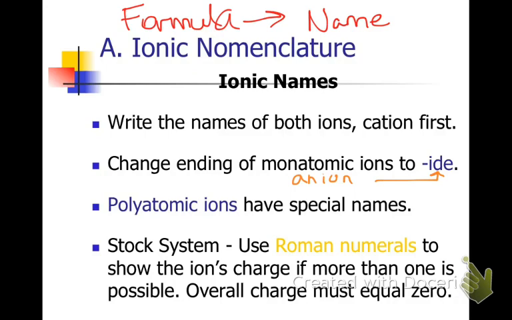So if I'm looking at a formula, and for the most part it has 3 or more elements, I'm identifying what the polyatomic ion is. For instance, if I gave you this formula right here, how many different elements do you see? 3. Sodium, carbon, and oxygen. That means 2 of the 3 have to make up a polyatomic ion.